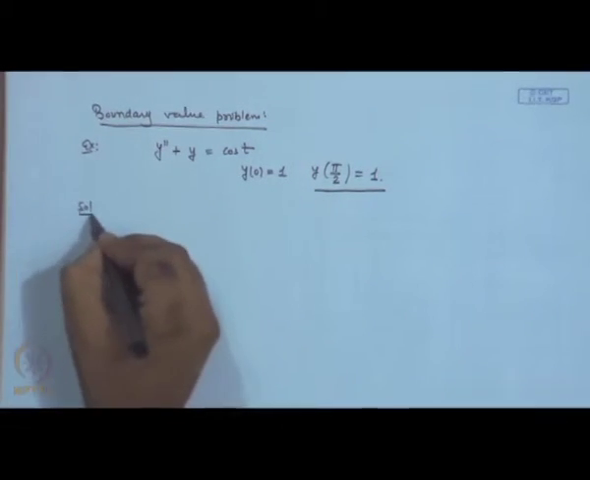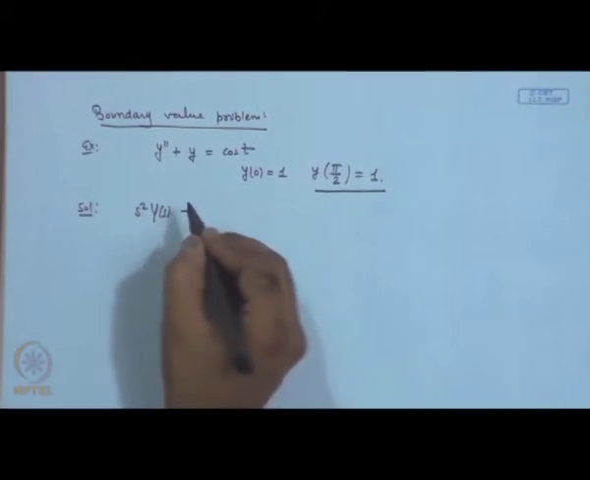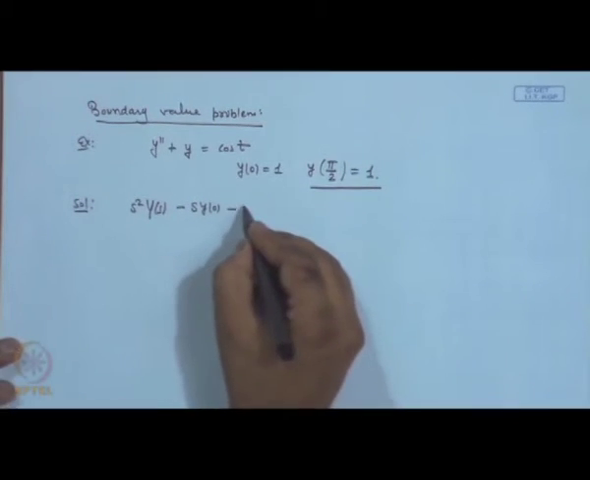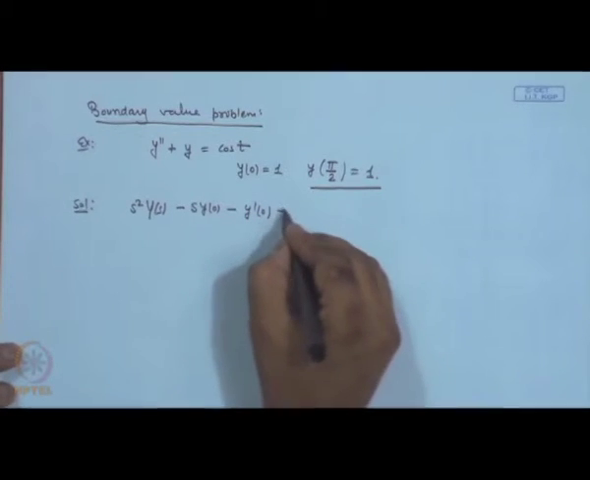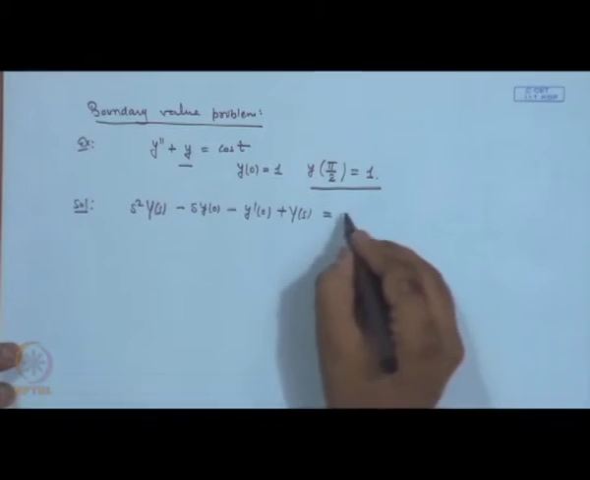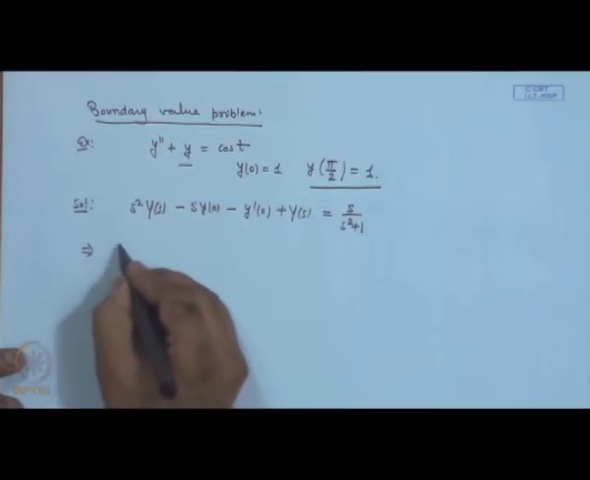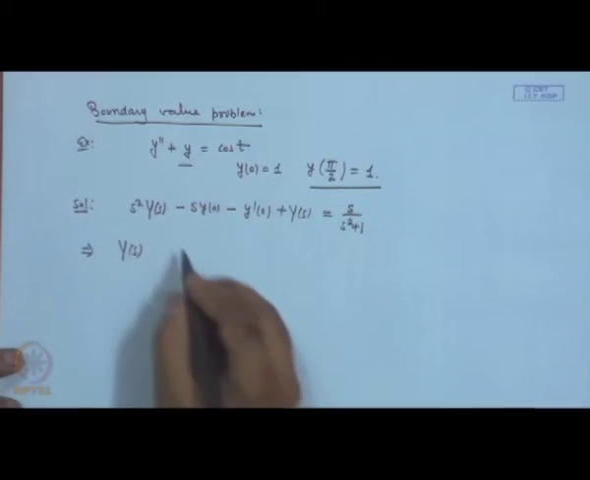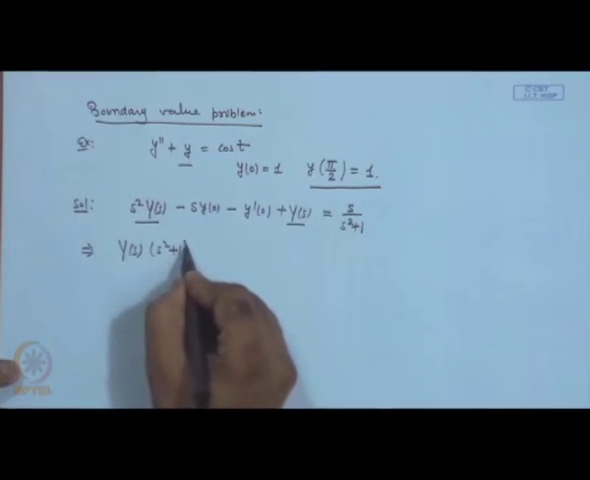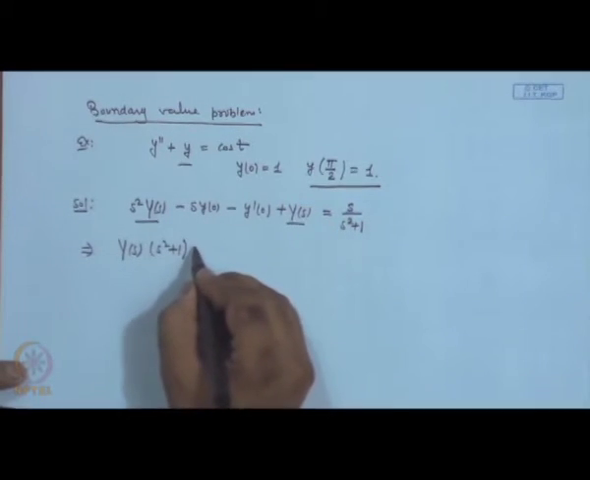The procedure is the same, we take the Laplace transform here. So, s square Y(s) minus s y(0) minus y prime(0) plus Y(s), the Laplace transform of this y, and the Laplace transform of cos t, that is s over s square plus 1. So, we have Y(s) now, here and here, with s square plus 1, and we have this y(0) is given, that is 1. So, we can use that.